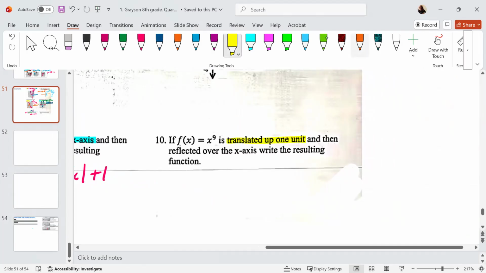Number 10. If f of x equals x, is translated up 1 unit, then reflected over the x-axis, write the resulting function. Like that, right? Yeah. Is that good?